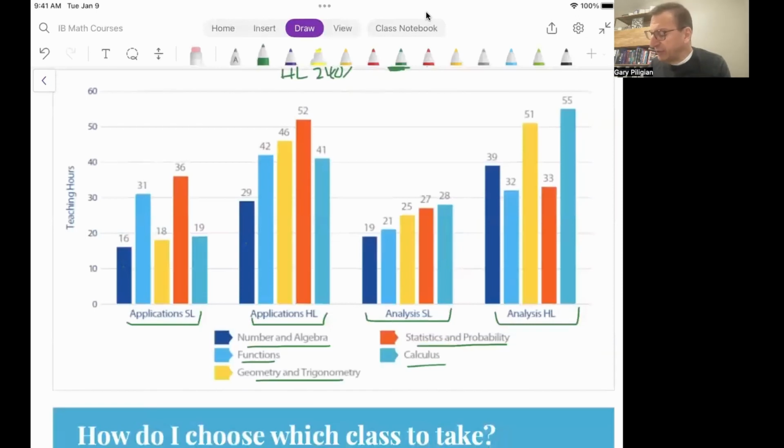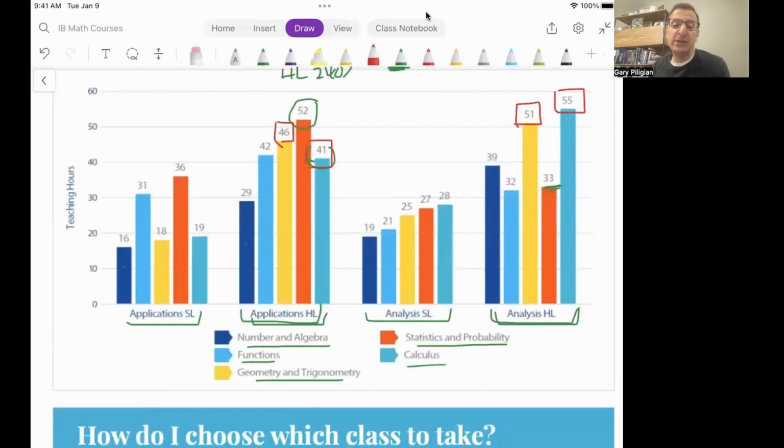Let's just focus on the HLs because that's where the majority of the content is. You can see that the applications HL has a healthy dose of statistics and probability, much more than, for instance, either of the analysis courses do, right? There's also a pretty healthy dose of calculus. However, the analysis HL course has the most calculus in it, 55 hours versus 41. The analysis HL course also has the most geometry and trigonometry in it, although the applications HL course has a good, healthy dose of it.